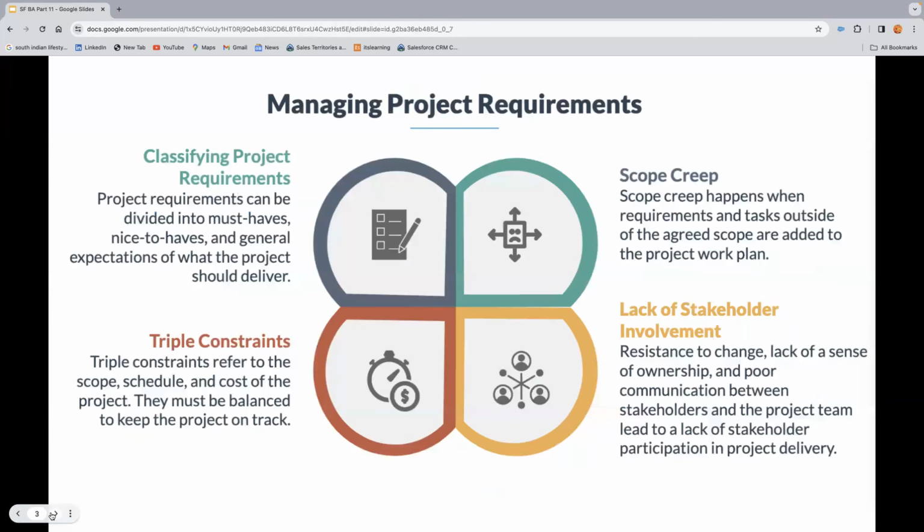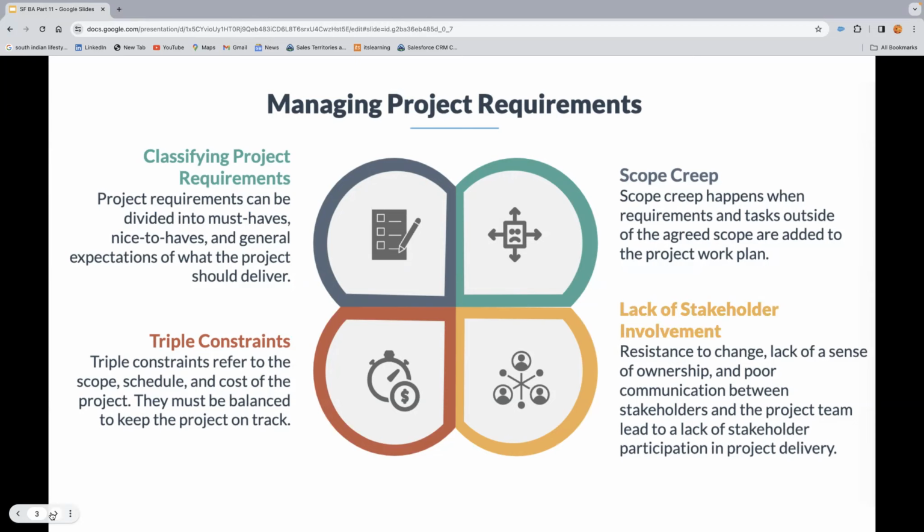Managing project requirements, clarifying project requirements. Project requirements can be divided into must have, nice to have, and general expectations of what the project should deliver. Triple constraints. Triple constraint refers to the scope, schedule, and cost of the project. They must be balanced to keep the project on track.